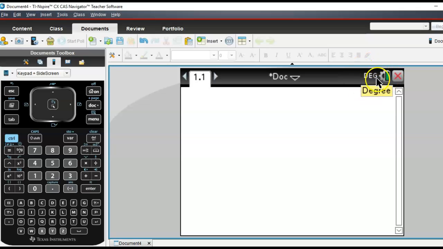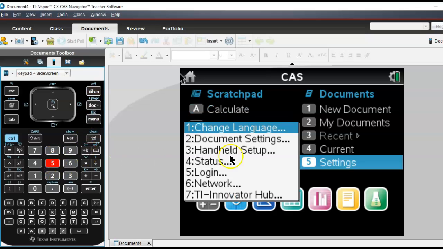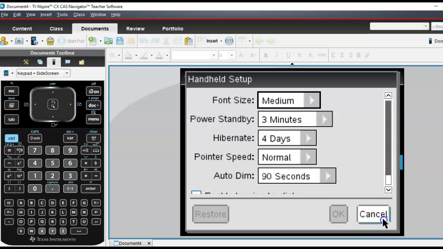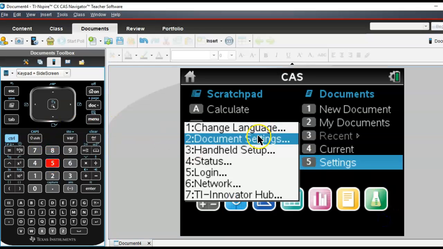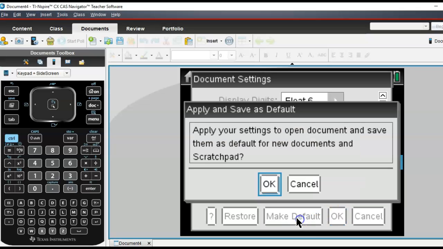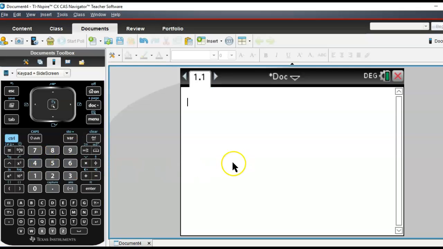What I recommend you do is at your home screen go to settings, so that's 5, then handheld setup 3. Oh, sorry, I always get this wrong. Settings, document settings, and see here in angle, change that to degree, and then make that default. Because in Year 10, you're only going to need that degree mode.